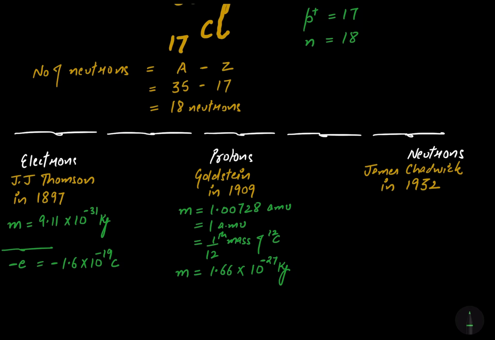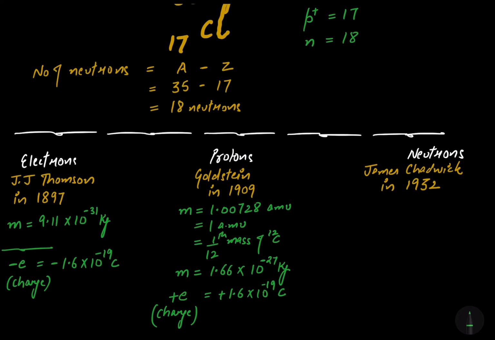Now let's talk about the charge on proton. The charge on proton is plus e. The plus e is my charge and minus e is also my charge. The charge of proton is plus e, that is, plus 1.6 into 10 to the power minus 19 coulombs.